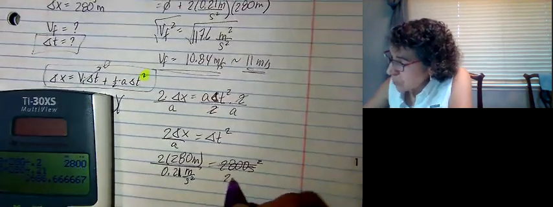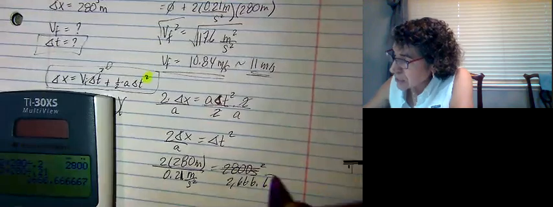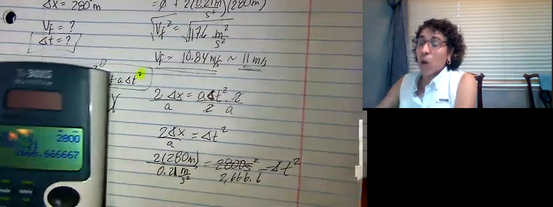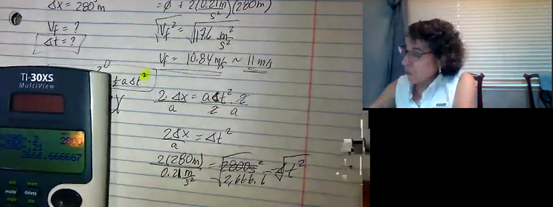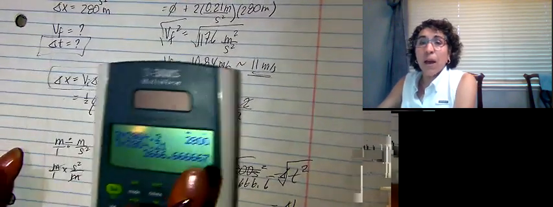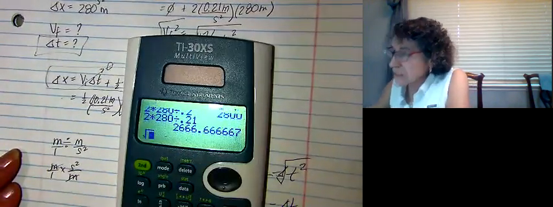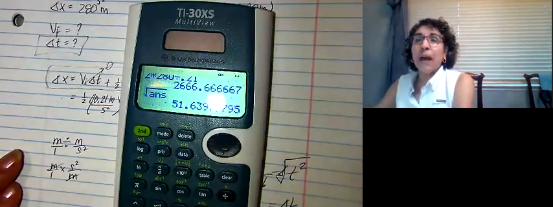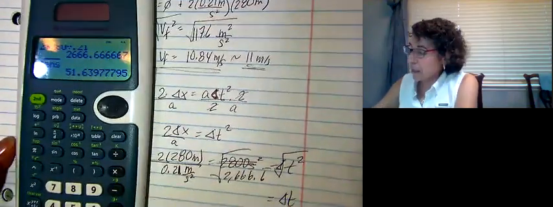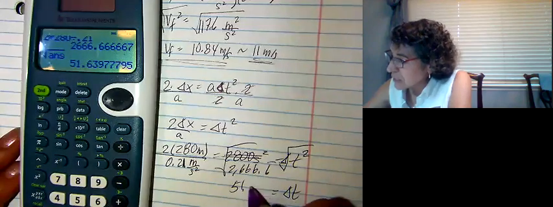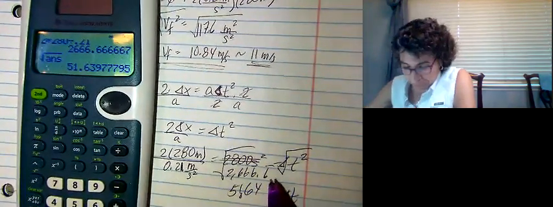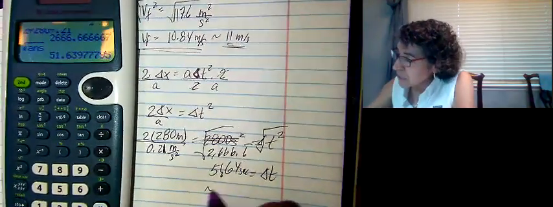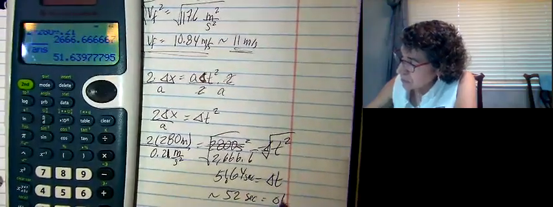So now I have 2,666.666666, etc. All right, that's my delta t squared. So I'm going to square root both sides. So I know that delta t is going to be the square root of the answer, seconds. There we go. And I get 51.639, so 51.64, let's say, seconds. And if you have to have just 2 significant figures, then it's about 52 seconds for delta t.